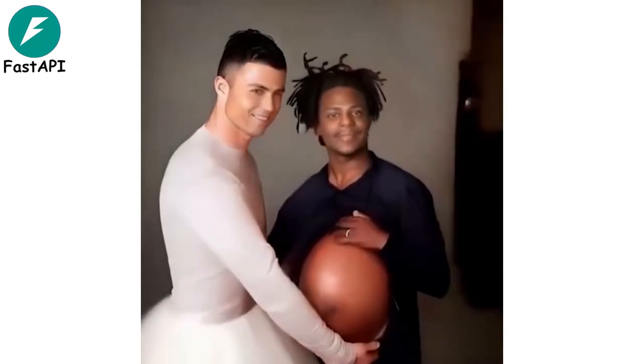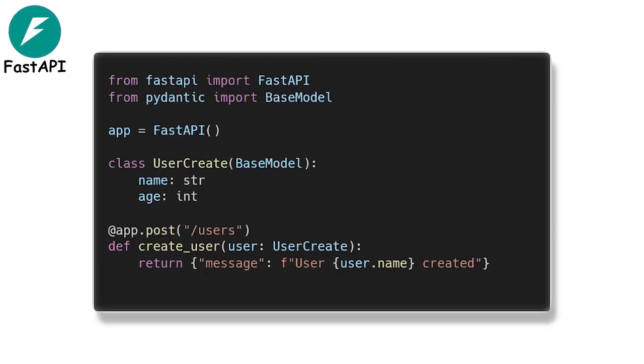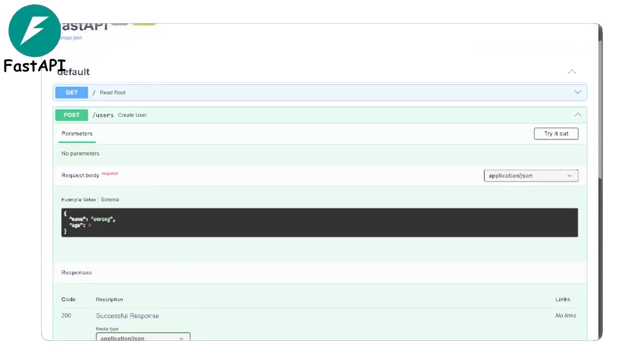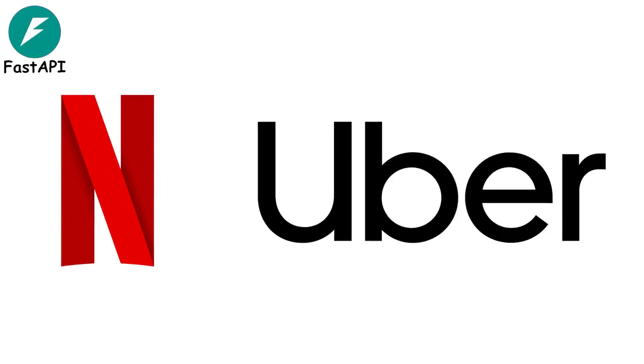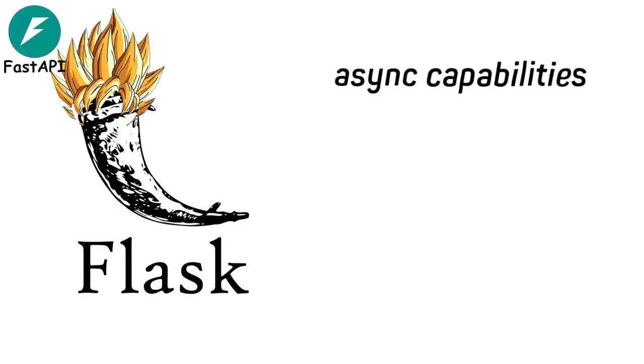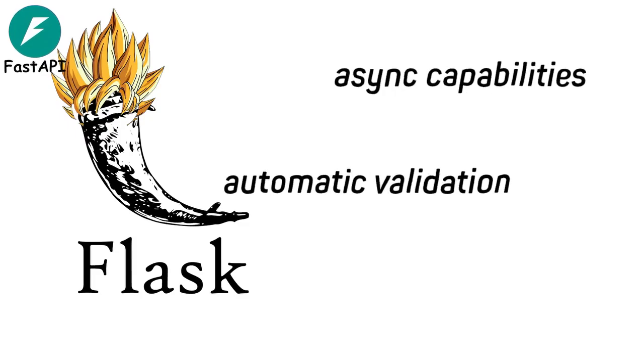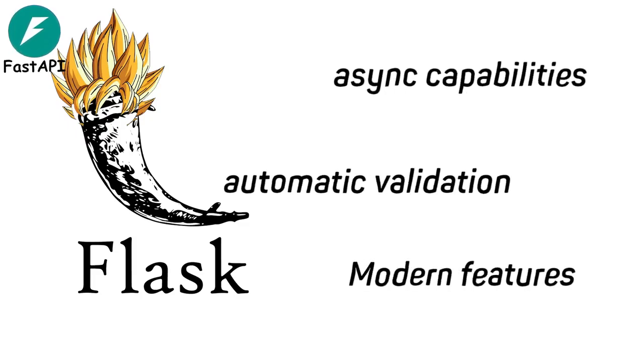But speed isn't even the coolest part. You write your code with type hints, which you should be doing anyway, and FastAPI automatically generates interactive API documentation for you. Companies like Netflix and Uber are using it. If you're building Python APIs in 2026 and beyond, this is probably your best bet. It's essentially Flask, but with superpowers: async capabilities, automatic validation, and all the modern features you actually want.